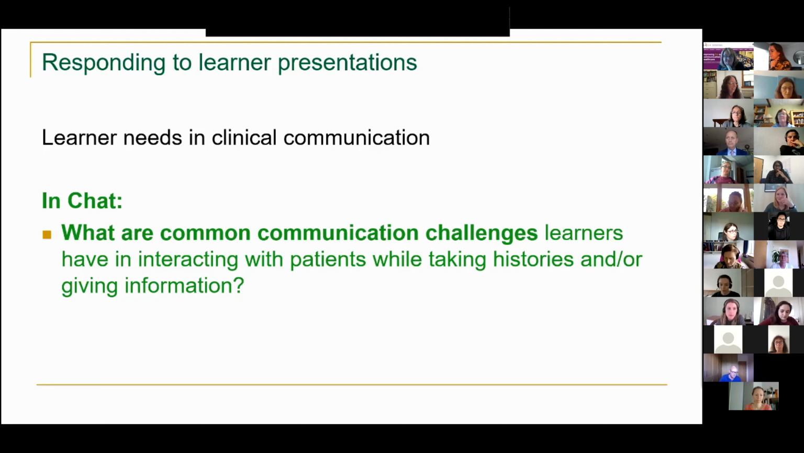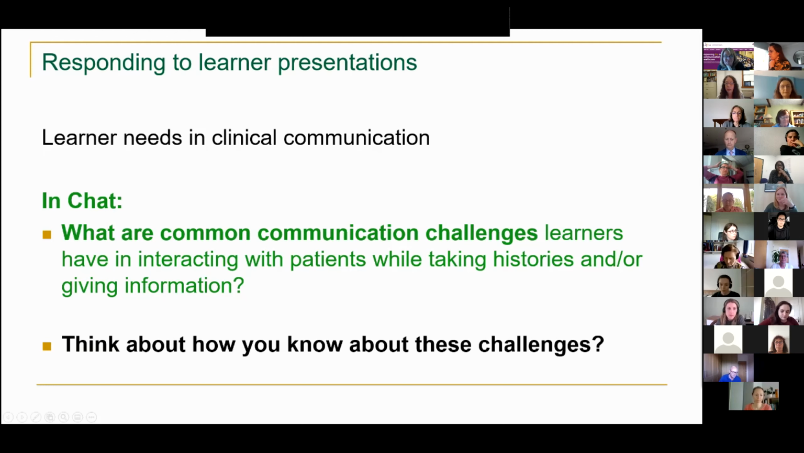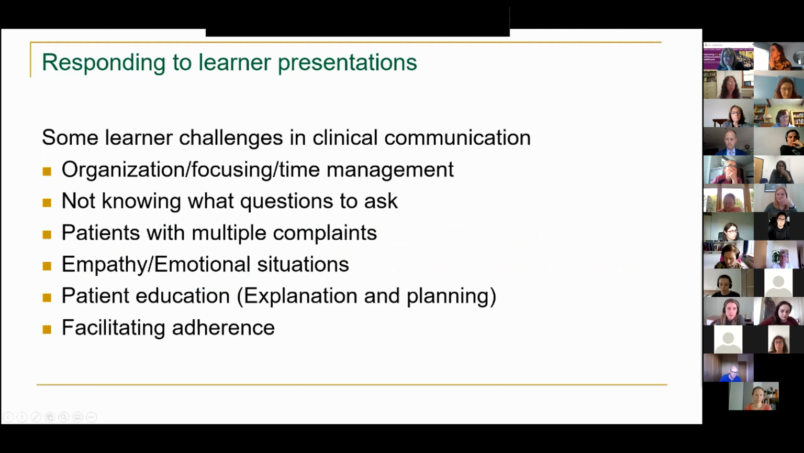Thanks for sharing that. So let's see, I generated a list. Let's see how much it matches yours. Oh, and think about how you know that these challenges exist, and we'll get back to that. So here's a list of common communication issues that I see that learners have. See if you recognize it.